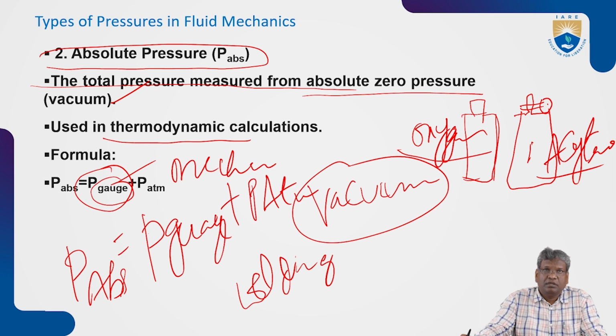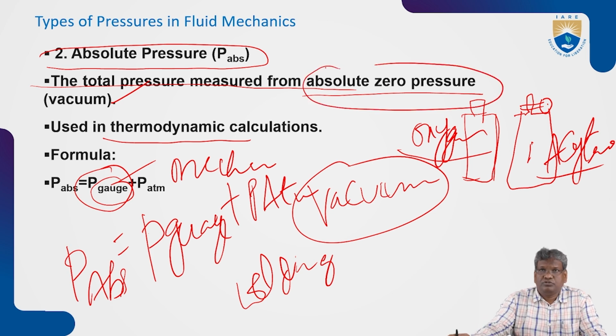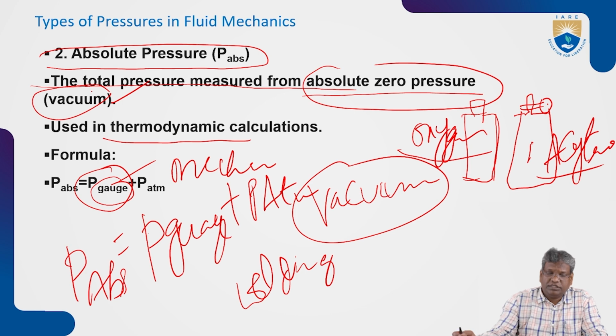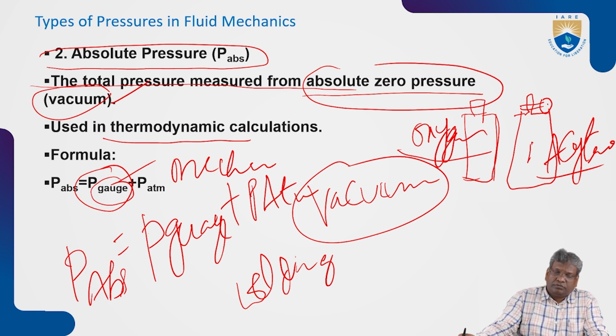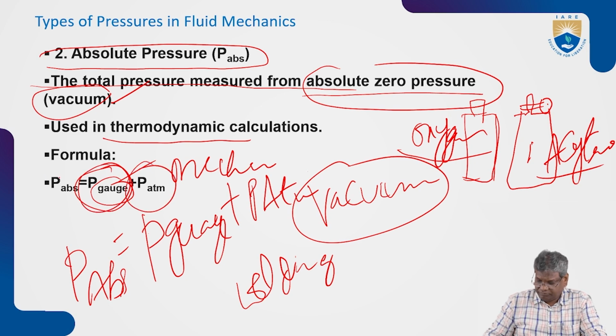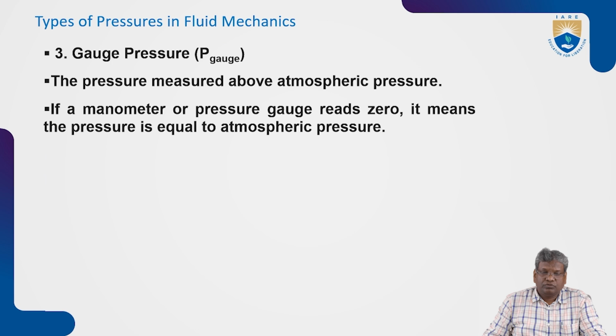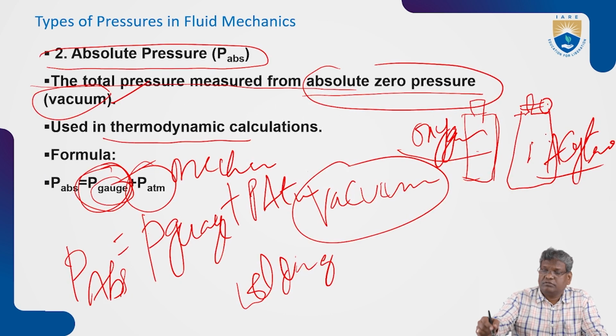Absolute pressure is the total pressure measured from absolute zero pressure, that is, from the vacuum. In terms of formula, absolute pressure is the addition of atmospheric pressure and gauge pressure. The other one is gauge pressure, which we just discussed. By taking two cylinders, how can you measure the pressure?